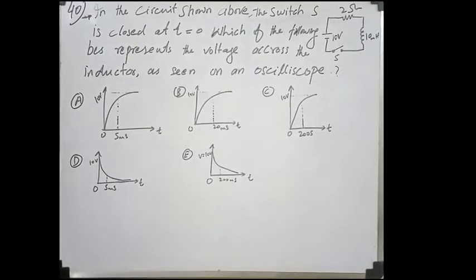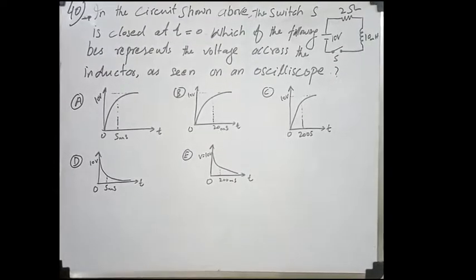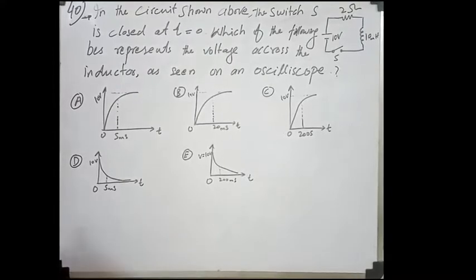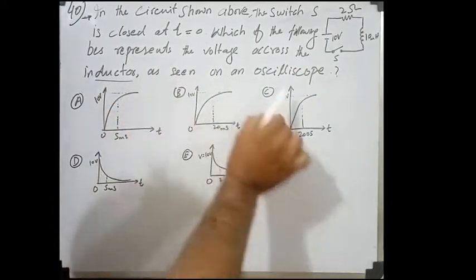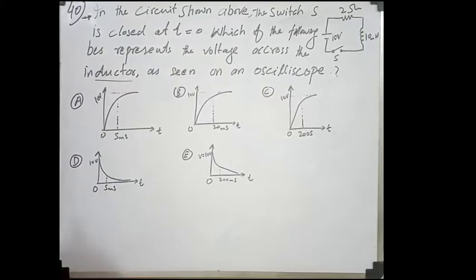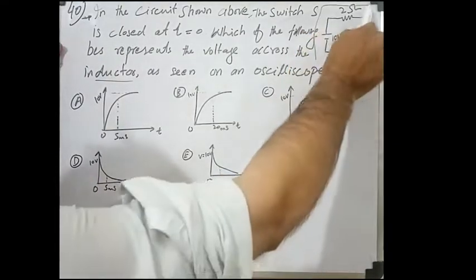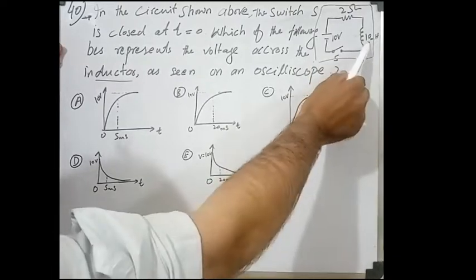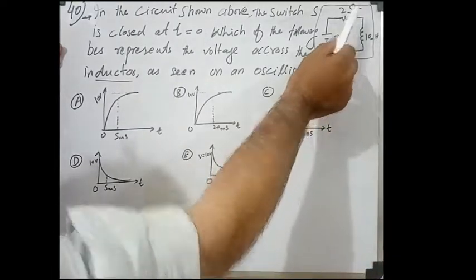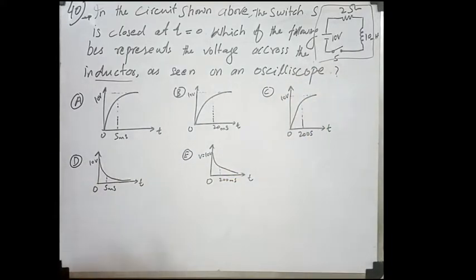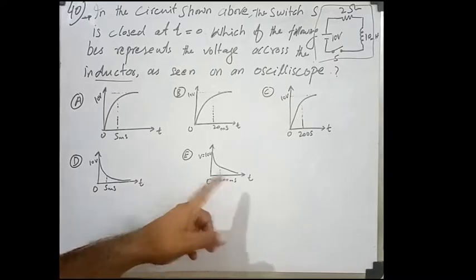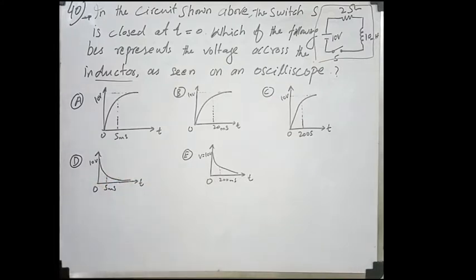Next is problem 40. In the circuit shown above, the switch S is closed at t equal to 0. Which of the following best represents the voltage across the inductor as seen on an oscilloscope? Here this is a circuit diagram. This is switch S, this is an inductor of 10 millihenry, and this is a resistance of 2 ohm. A 10 volt battery is attached to the series circuit. So we have to find the voltage time plot for this circuit as seen on the oscilloscope.